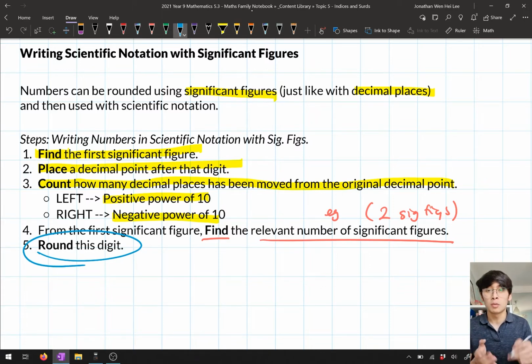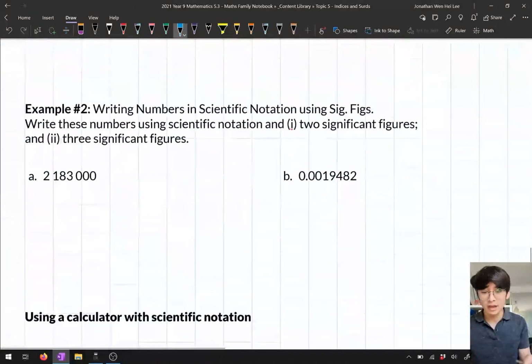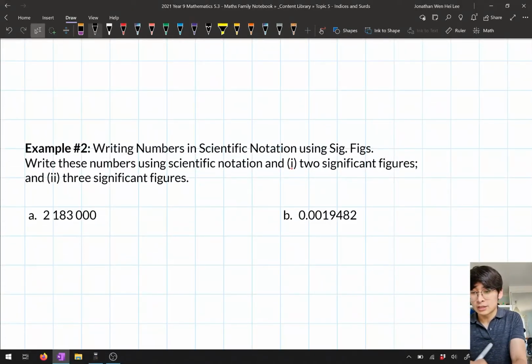So just like we normally would with decimal places, we're just looking at the next number and then rounding up or down. So just to give an idea of these steps, let's have a go at an example. A couple of examples that we have here. Writing numbers in scientific notation.